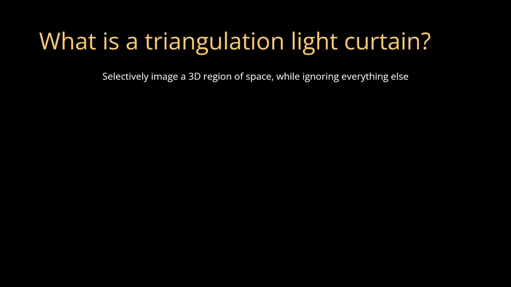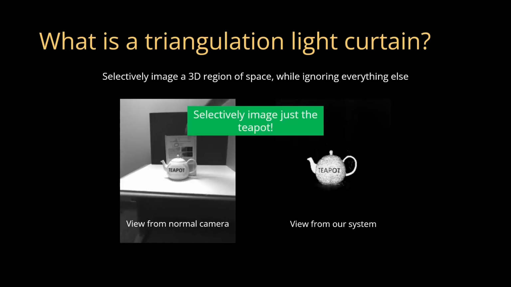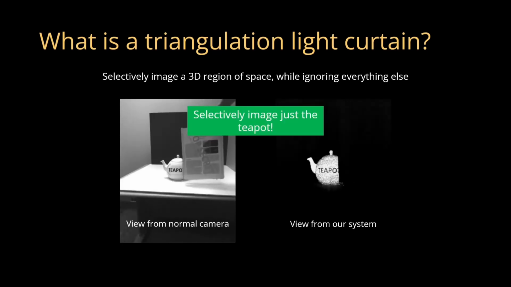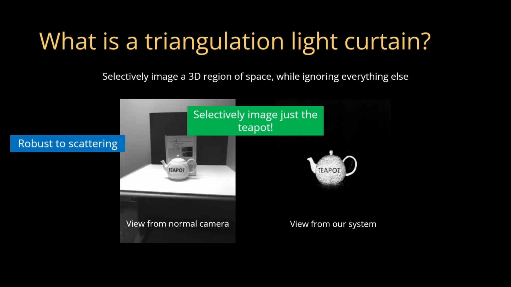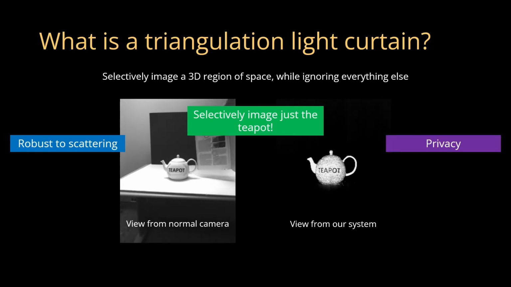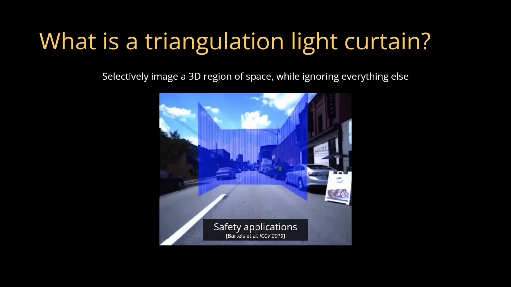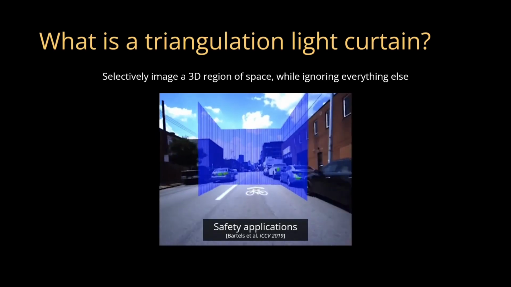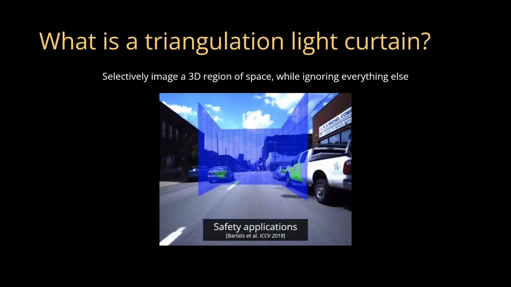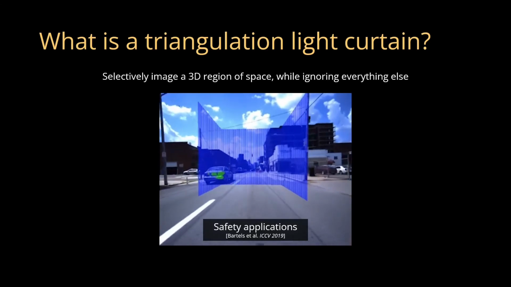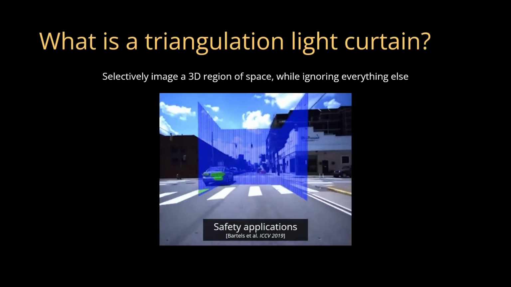To illustrate this idea, we can use the system developed in our work and selectively image just the surface of a teapot, resulting in images where the light from every other part of the scene is optically blocked. These light curtains are robust to scattering and offer a level of privacy completely optically, making them a powerful tool in the real world. For example, such devices are being explored in the context of autonomous driving for collision avoidance, to identify when objects get too close for comfort.